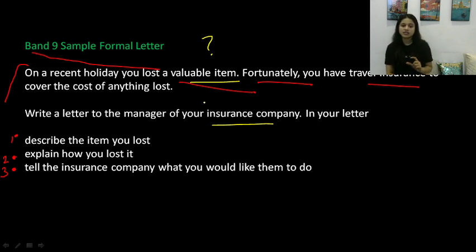Okay. Now similarly, what will you write to the insurance company? Item क्या था, कैसा था, where did you lose it? ये सारी details, all of these things you will have to imagine, right?